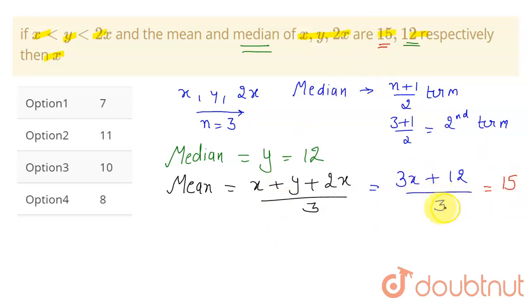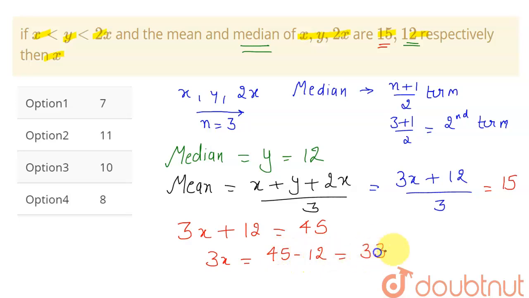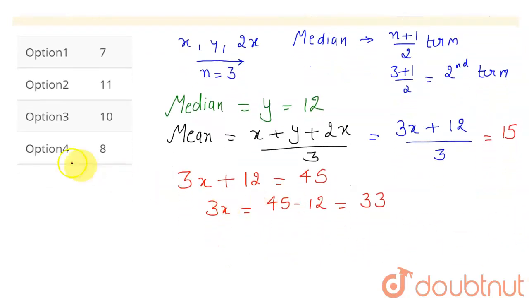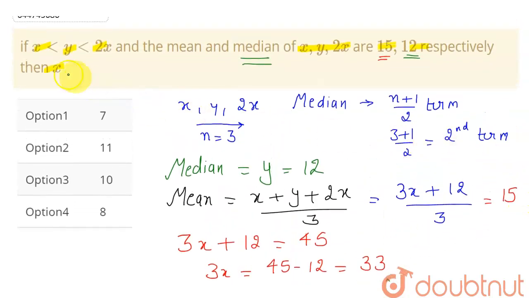Now let's cross multiply these terms. So this will give me 3x plus 12 equal to 3 into 15, which will give me 45. So from here my 3x will be equal to 45 minus 12, that will be 33. So now I can find my value of x. So x will be 33 divided by 3, which comes to be 11. So 11 is the answer for this x that we have to find.